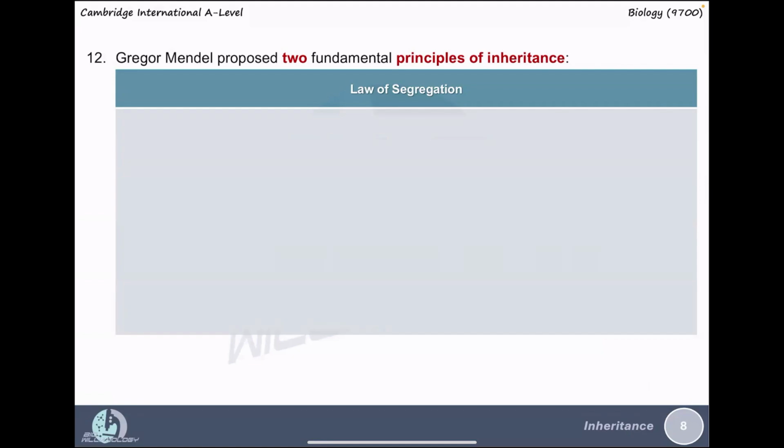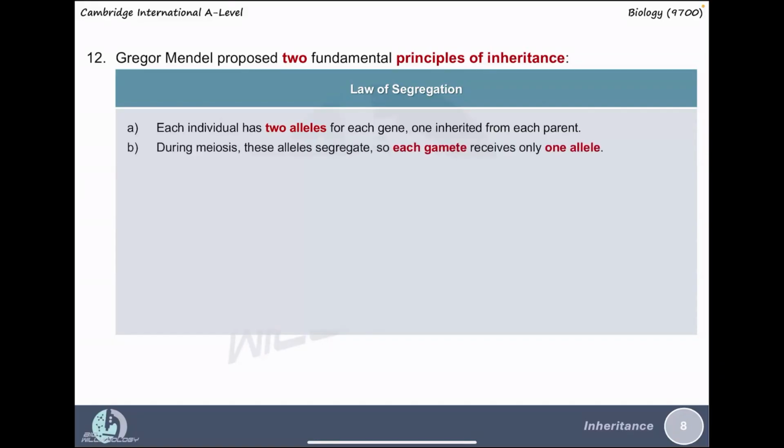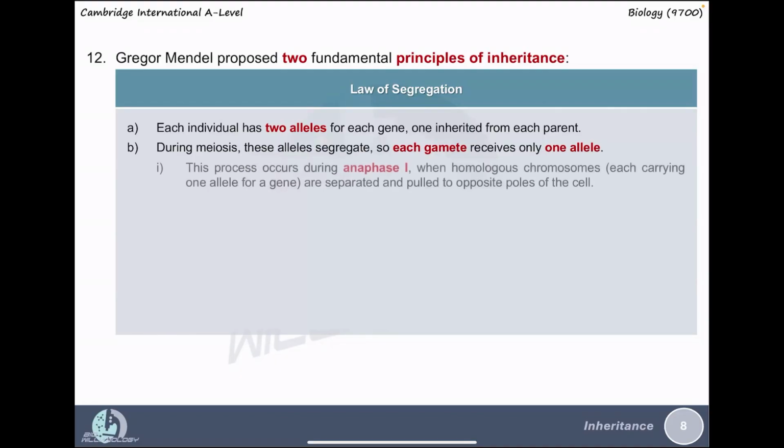Mendel also proposed two fundamental principles of inheritance. Let us look at the law of segregation. Each individual has two alleles for each gene, one from the male parent and another inherited from the female parent. During meiosis, these alleles segregate, so each gamete only receives one allele.